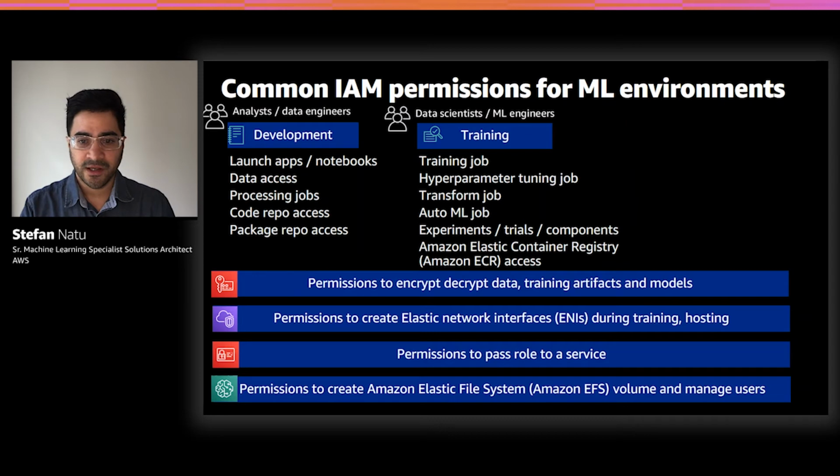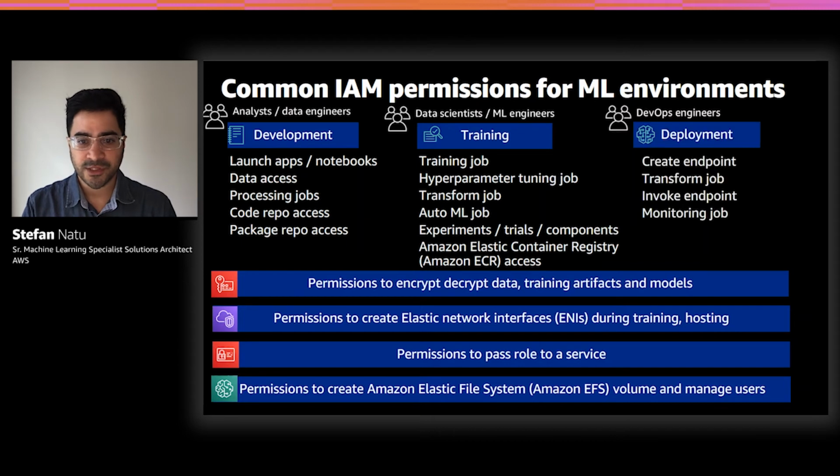And then finally, if you have a team of DevOps engineers whose role is to deploy the models into production, then they will need permissions such as the create endpoint, or to create a model monitoring job, or to create a transform job, or invoke the SageMaker hosted endpoint.